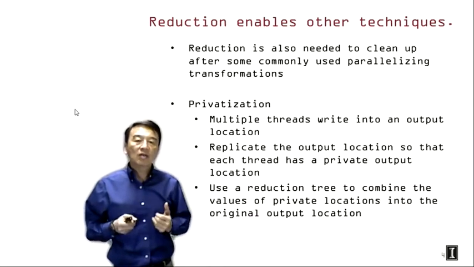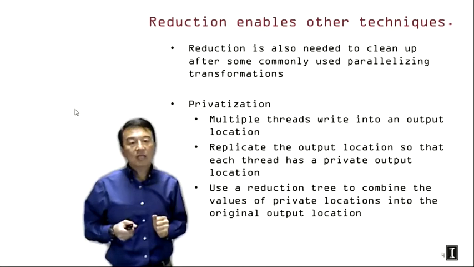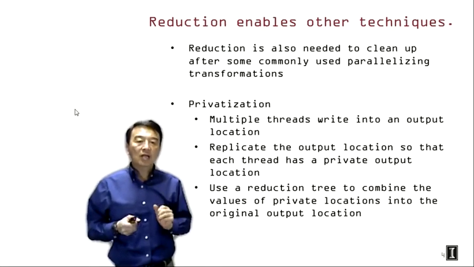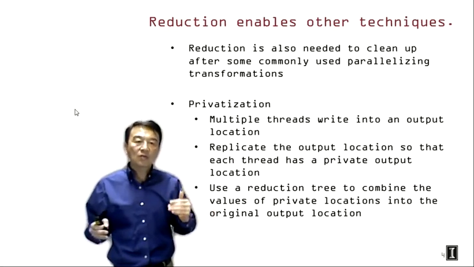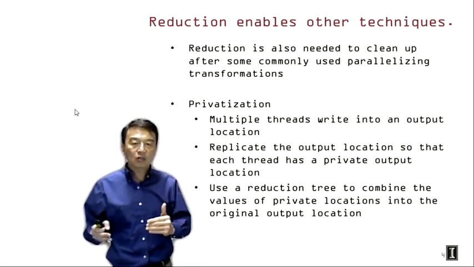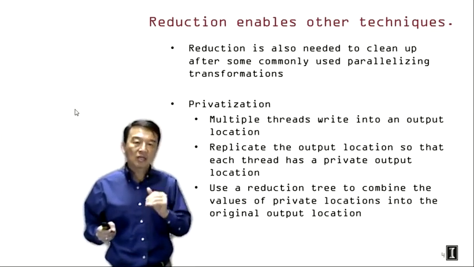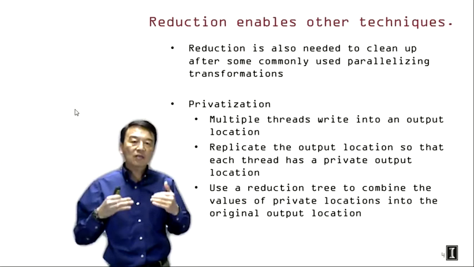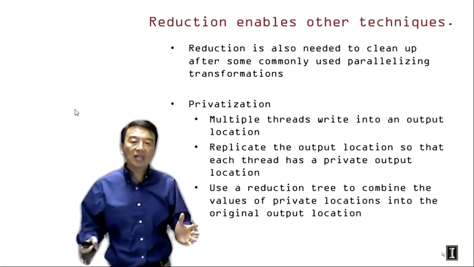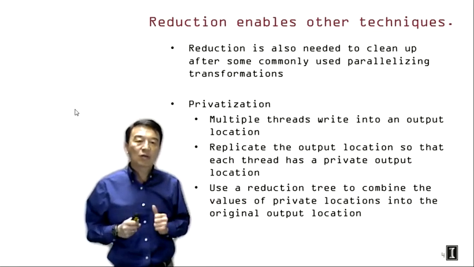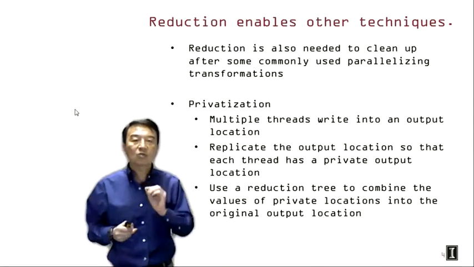So a very common strategy is called privatization. And this privatization technique essentially replicates the output location into many locations so that each thread has a private output location. And every thread will be writing into that private location during the computation. And after all the threads completed their work, then we use a reduction tree to combine the values of the private locations into the original output location and therefore generate the final result.